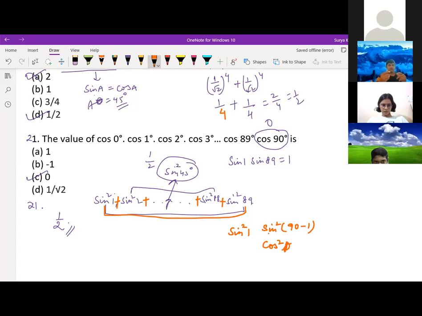Cos square 1 plus sine square 1 becomes what? So sine square theta plus cos square theta equals 1, not multiplication.